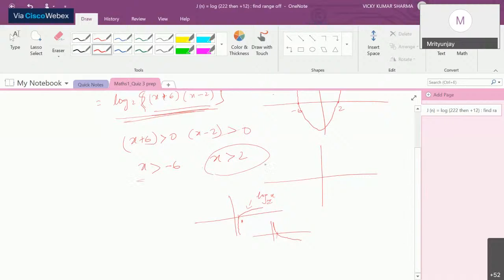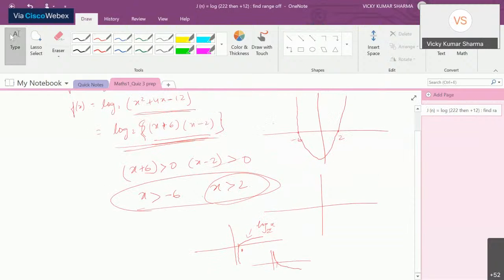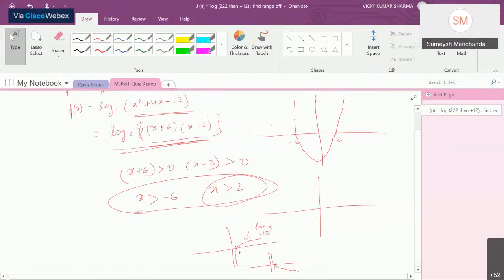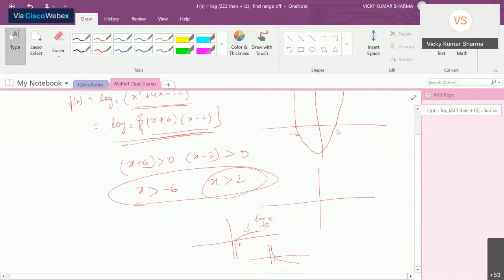Will it be greater than minus 6 or less than minus 6? It should be less than. Why? Because if you take x greater than minus 6, let's say x is equal to minus 5, then the quadratic will become negative. Sir, but look at the other condition. It says x should be greater than 2.